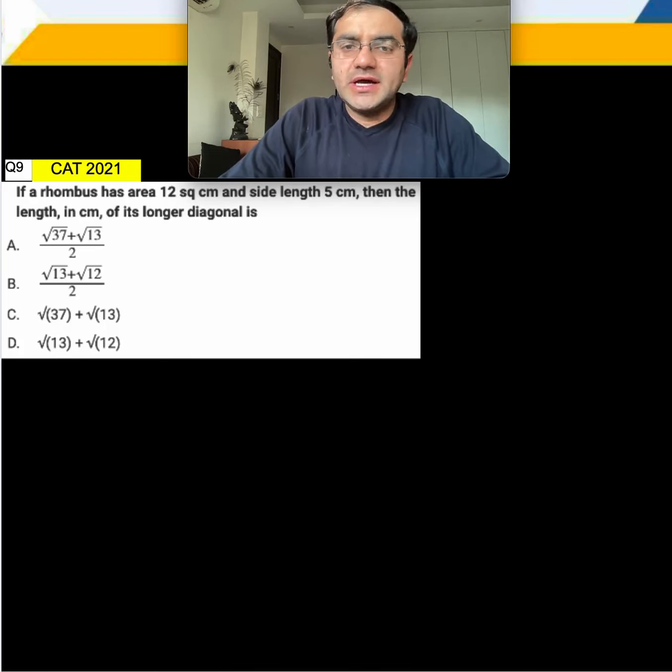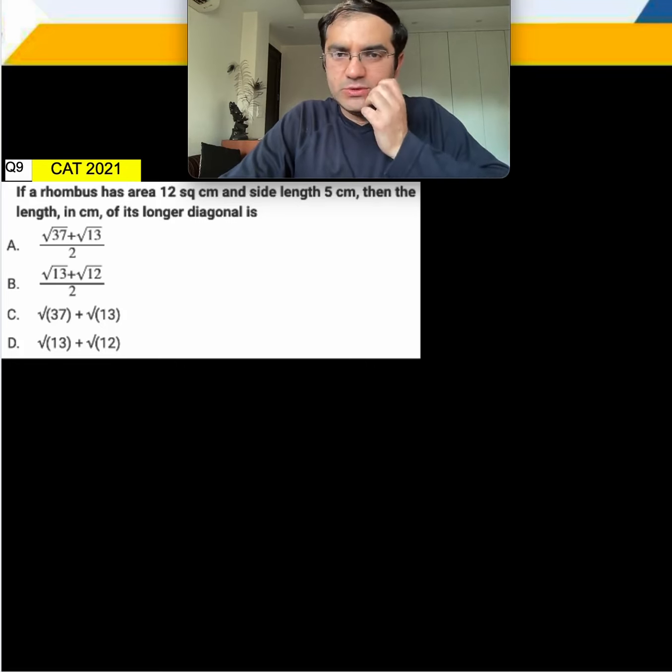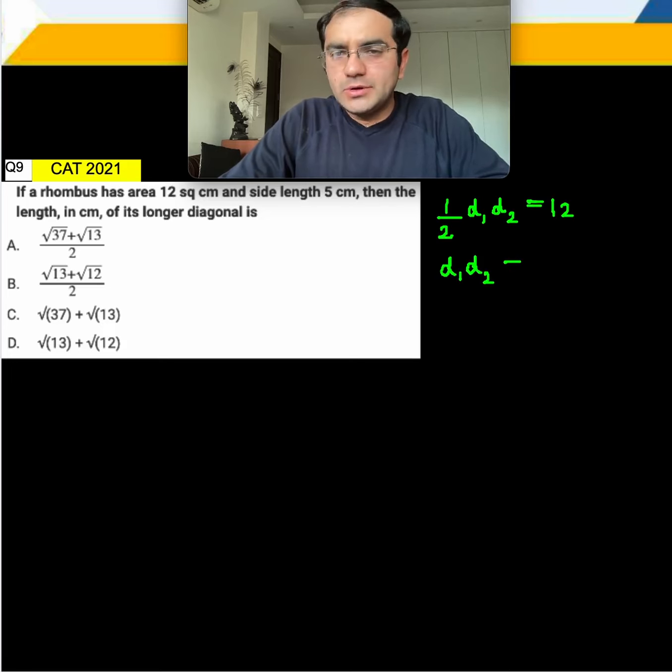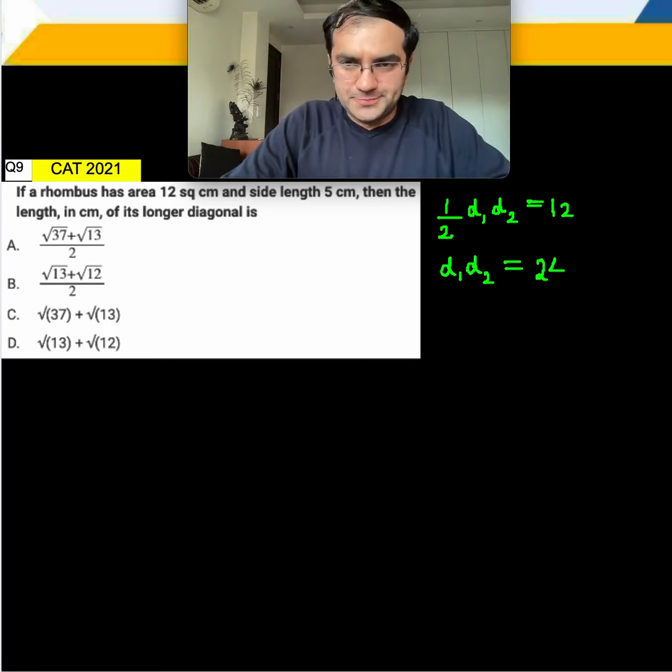Rhombus has area 12, side A, which is 5, and we need the length of the longer diagonal. So let the diagonals be D1 and D2. So half D1 D2 is the area, which is now 12. So D1 D2, or the product of the diagonals, is now 24.